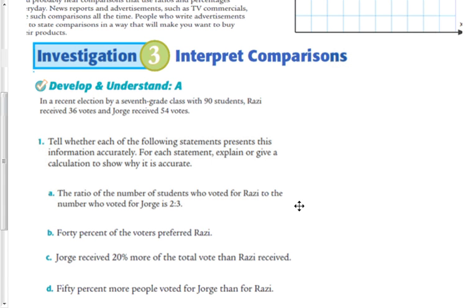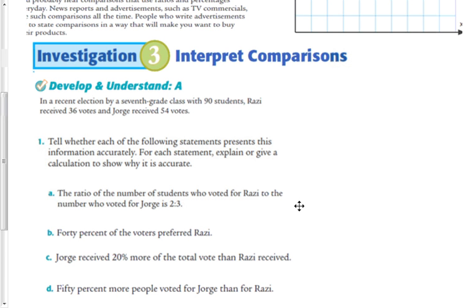Hey students, this is lesson 323. In this lesson, we're going to interpret comparisons and show that you can use percents and ratios to make the same comparison. So let's start here with develop and understand.